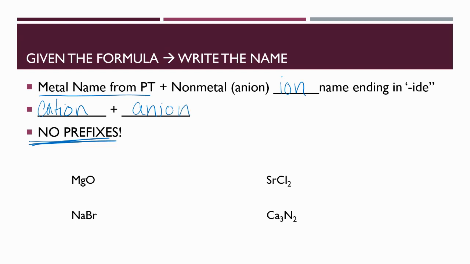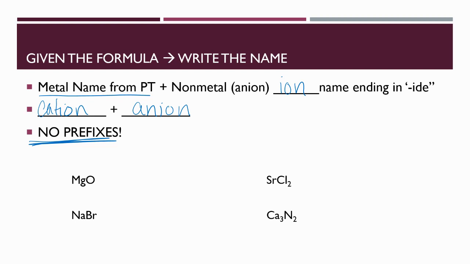Sometimes people will refer to the anion as always just having that "ide" name, so like the anion name of oxygen just being oxide, for example. But again, no prefixes. You should never have prefixes on your ionic compound names. So let's try some examples.